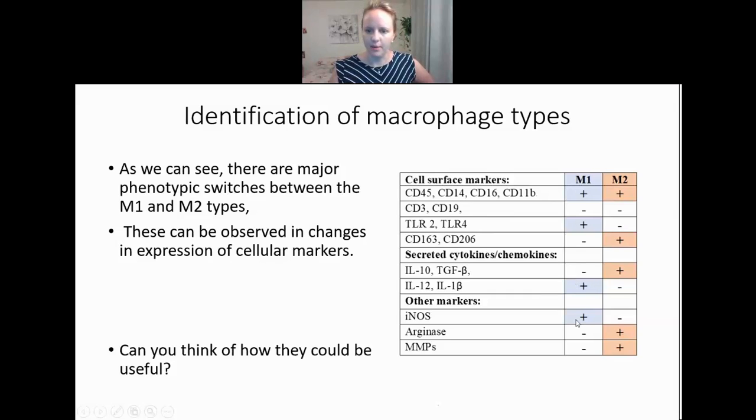And then some other markers that, again, arginase and MMPs, matrix metalloproteases, are involved in the extracellular matrix remodeling and degradation, and iNOS is intracellular nitric oxide synthase, again for the pro-inflammatory and antimicrobial defense.